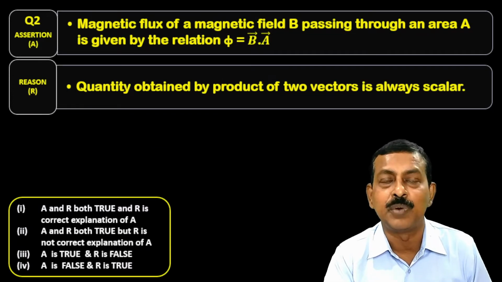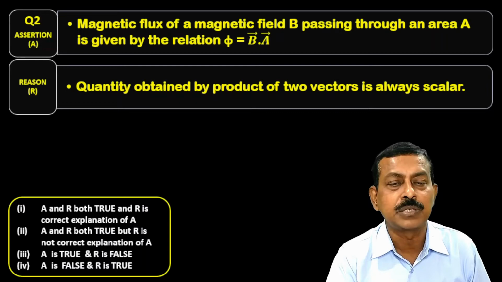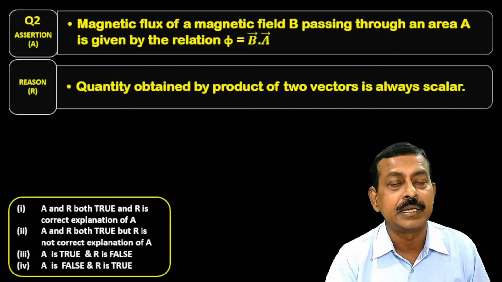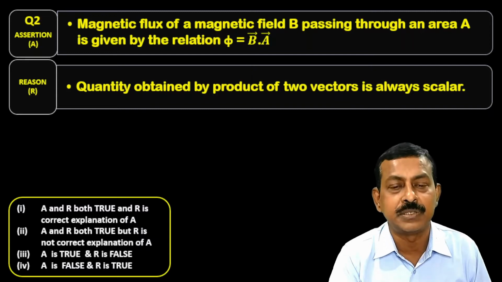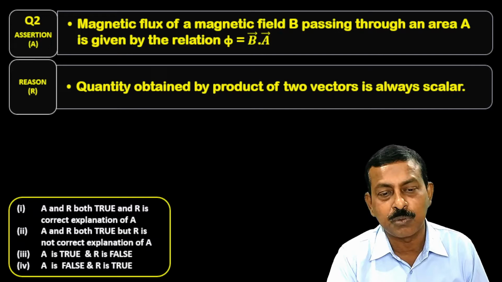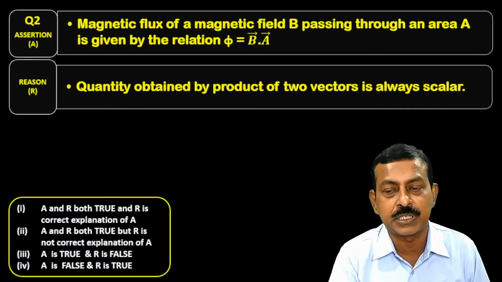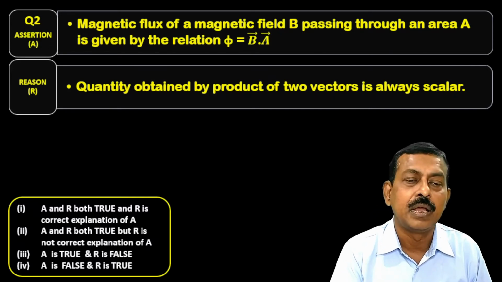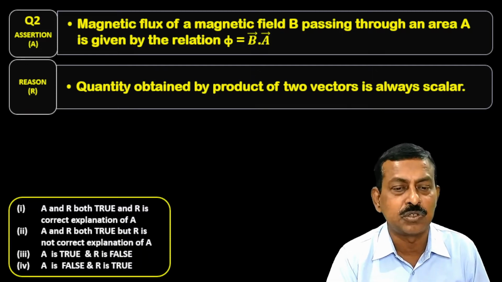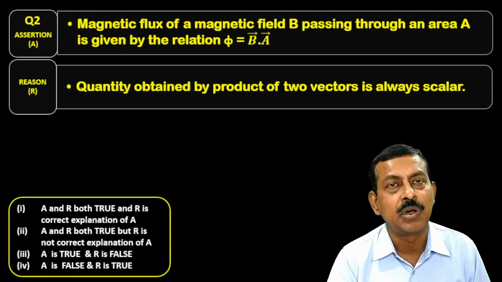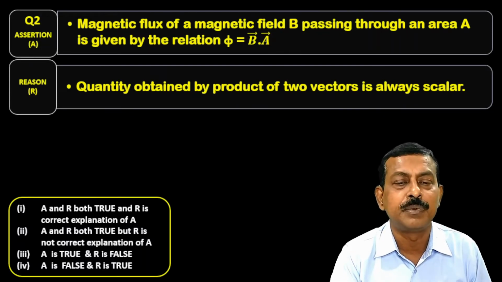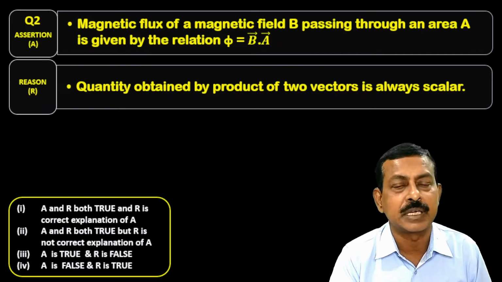Let's take the second one. Magnetic flux of a magnetic field B passing through an area A is given by the relation phi equals B dot A. And the reason is given that the quantity obtained by product of the two vectors is always a scalar. Now, magnetic flux is basically the number of magnetic lines of force passing through a given area normally. So it is given as B dot A. So this is the correct one.